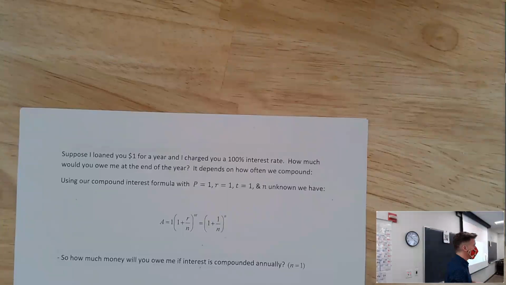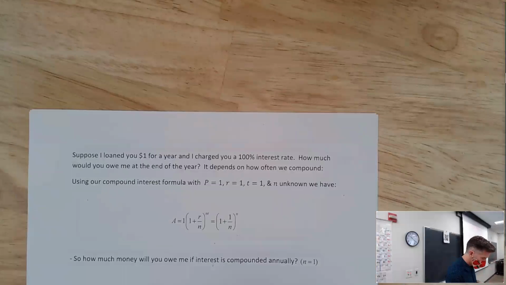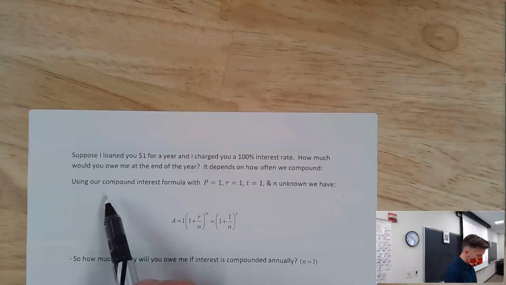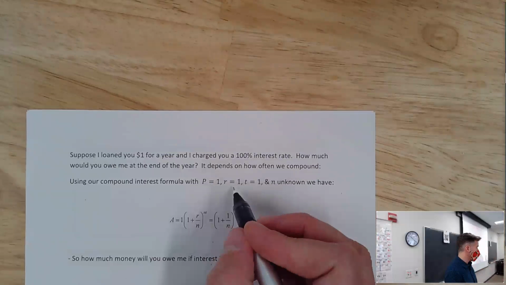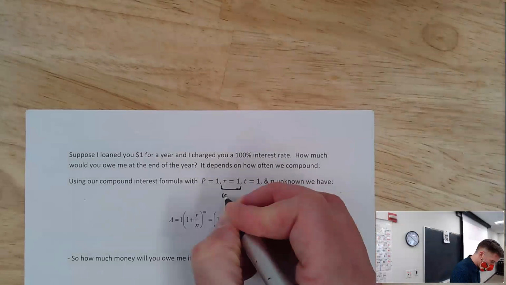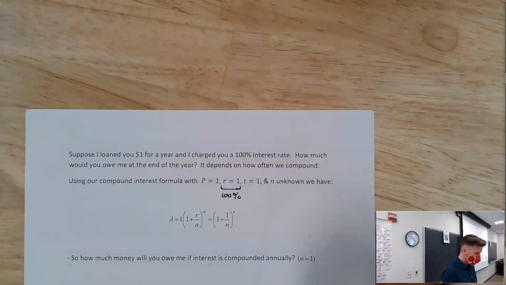Well, it depends on how often we compound. So if it was just simple interest, you'd owe me $2 at the end of the year, right? The principal plus the 100% of interest, the $1 plus another dollar. So using our compound interest formula, with the principal being $1, the interest rate being 1, right? Because 100% interest is a 1 as a decimal. And it's for 1 year, so t equals 1.